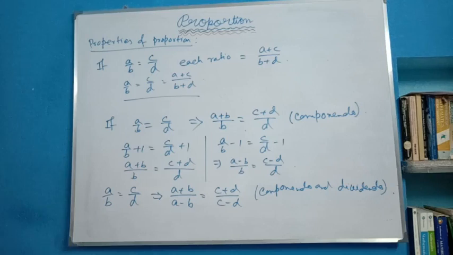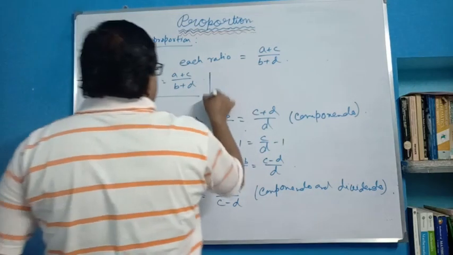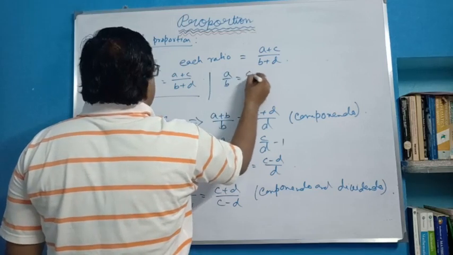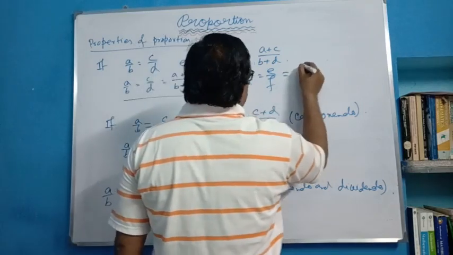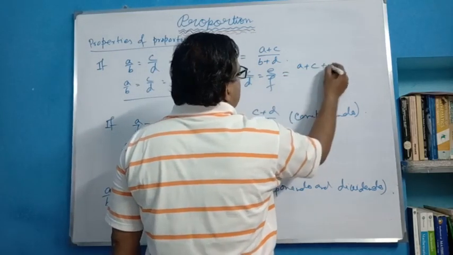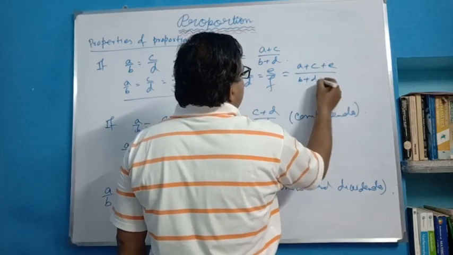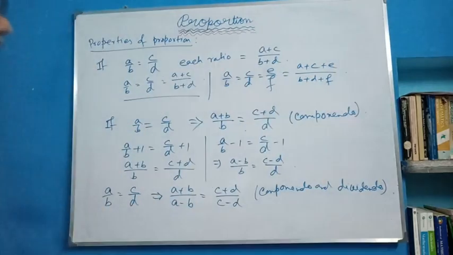It is not only true for two quantities, it is true for 3, 4, etc. If a by b is equal to c by d is equal to e by f, say these three, then each ratio is a plus c plus e by b plus d plus f. This is known as addendo.